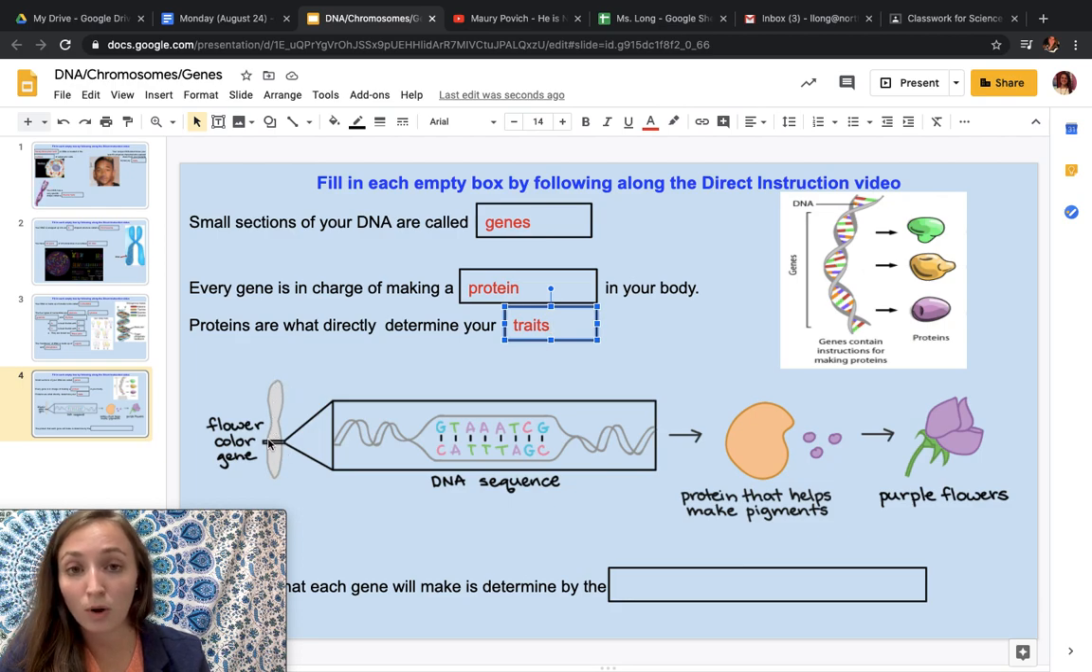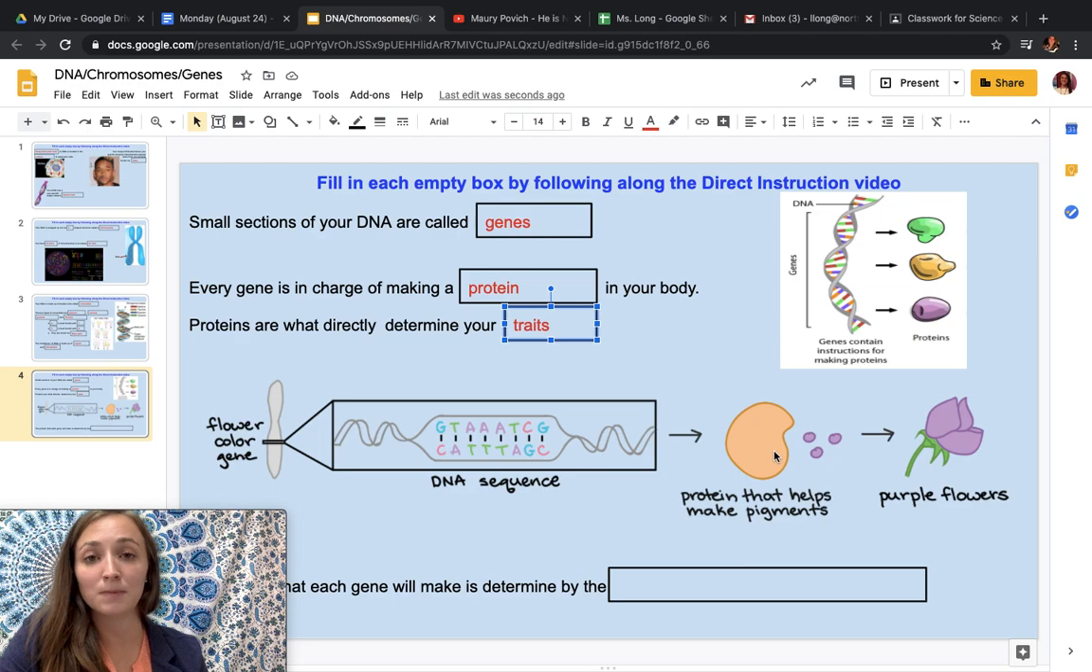Here is another picture that I think is really helpful in explaining this. Here is our chromosome, and on the DNA, we have one specific section or gene. That gene is going to make one protein that makes something specific, like in this case, pigment, which is a fancy way of saying color. And it knows I need to make purple color for a flower.